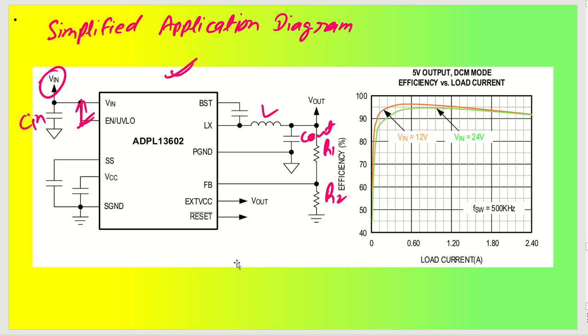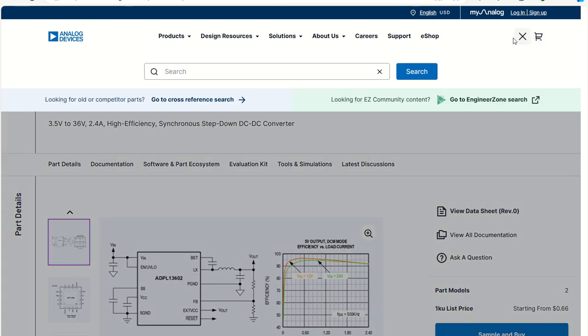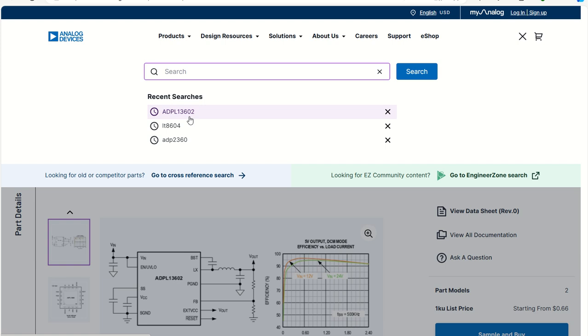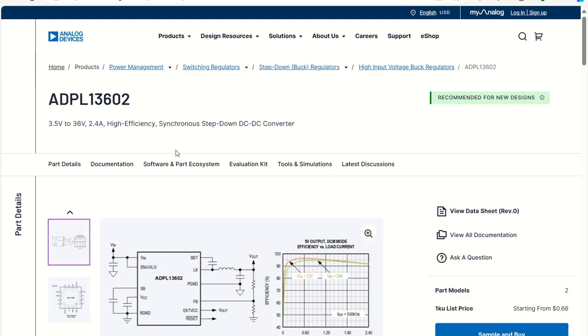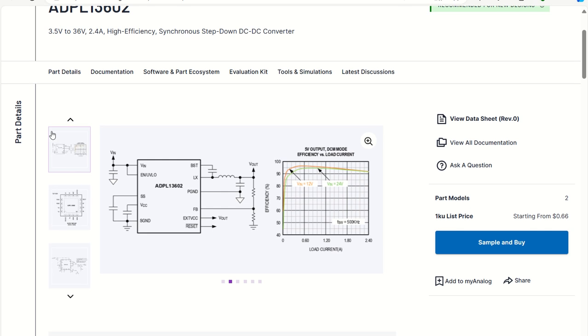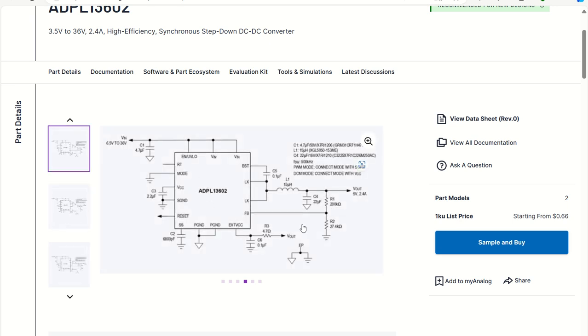Okay, so let's go to the product page of this particular IC. You can open analog.com and type in the search box ADPL13602. Okay. So once you see that, you will have this particular page where you can see various part details, like the application diagram, the part details, and some more applications.